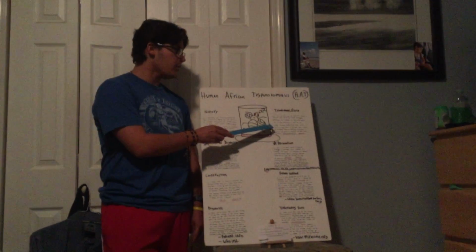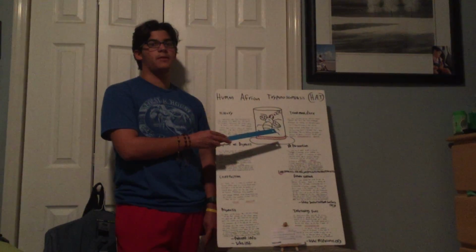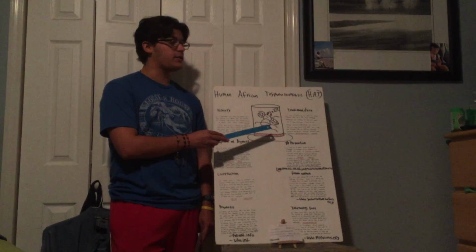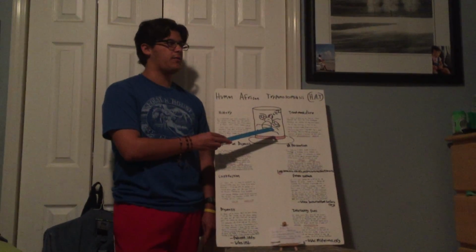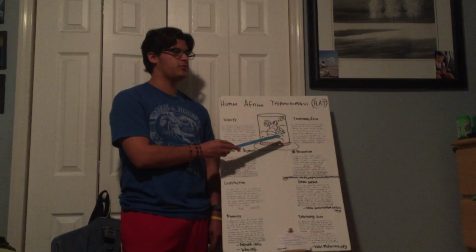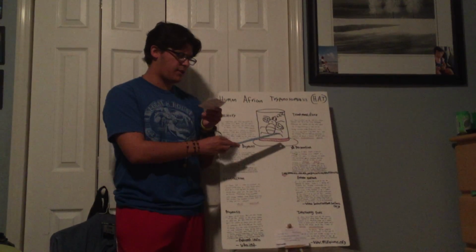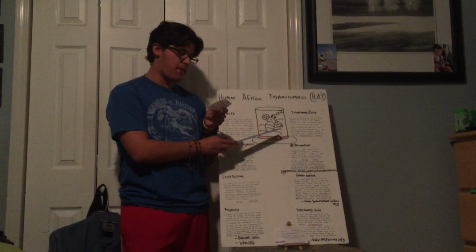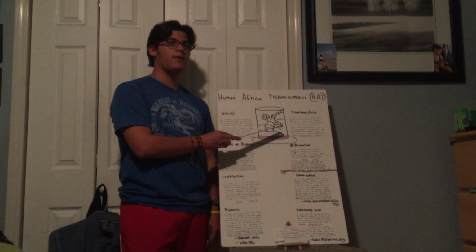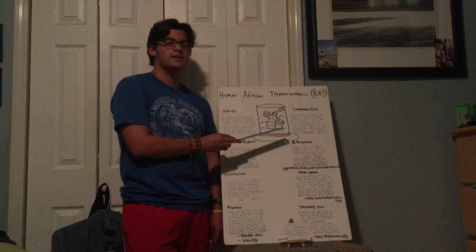Treatment. There is no actual cure for this disease. However, there are four main treatments, but unfortunately, they all have their disadvantages. The first two are, I want to say, pentamidine and also suramin. Hold on, let me make sure I'm saying that right. Pentamidine and suramin. So basically, these two are great against stage 1 of the disease, but the problem is that they really don't do much against stage 2.